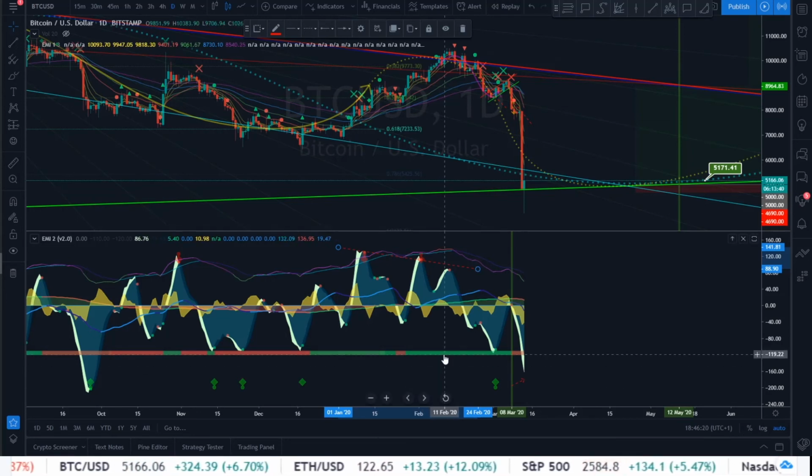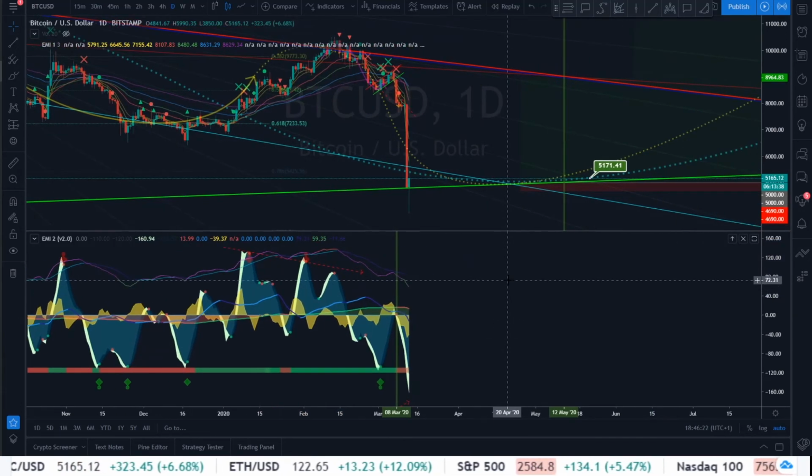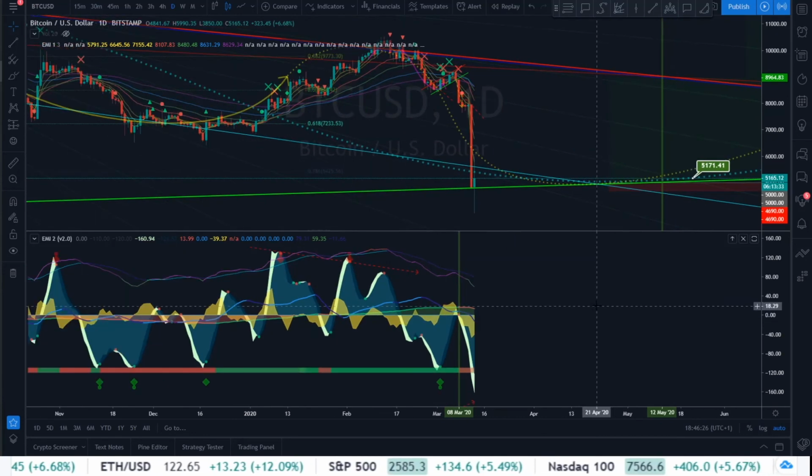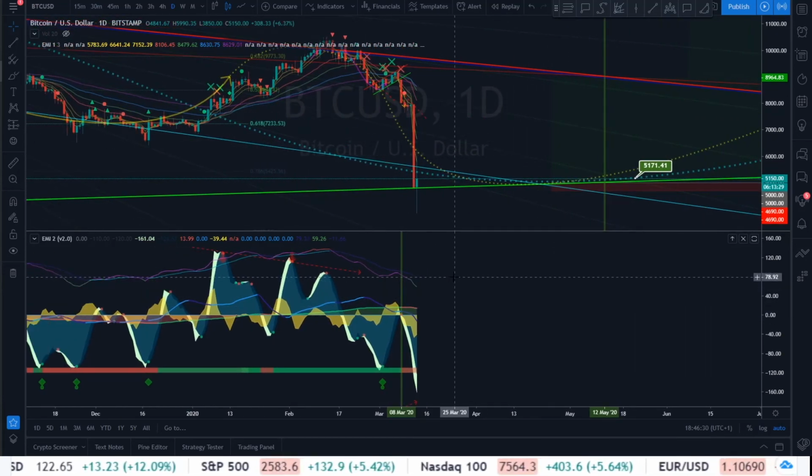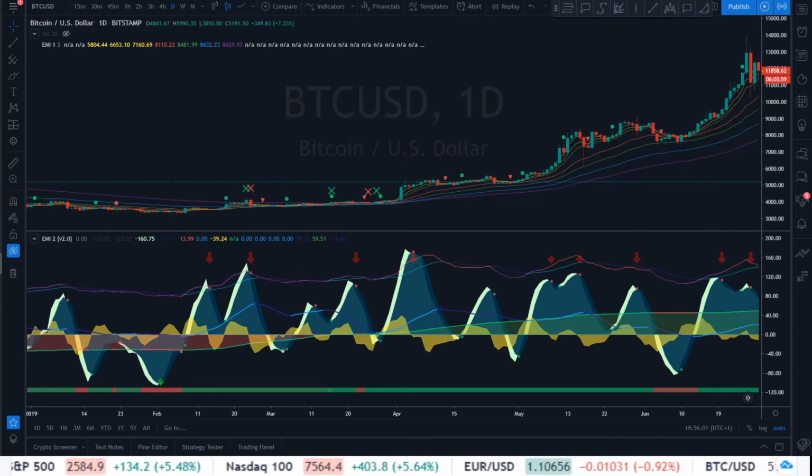So that's how EMI2 and EMI1 came into existence. So don't worry guys if you missed something or if I went too fast. I'm going to make a lot more videos. I'm probably going to do live streams on TradingView and on YouTube, and I will do a lot more explaining there.